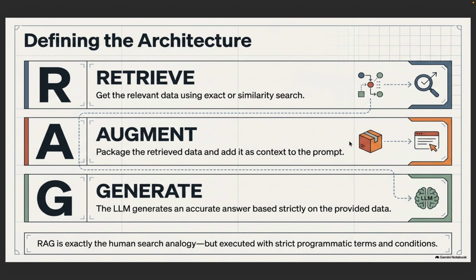Okay. Now let's come to RAG. So what does RAG mean? R stands for retrieve, A stands for augment, and G stands for generate. Retrieve means get the relevant data using exact or similar search, similar to how humans do, right? Then augment means package the retrieved data and add the context to the prompt. So we are packing the retrieved data and adding a question to the LLM. Generate means using this context, the LLM will generate the answer. So that is why we call it RAG.